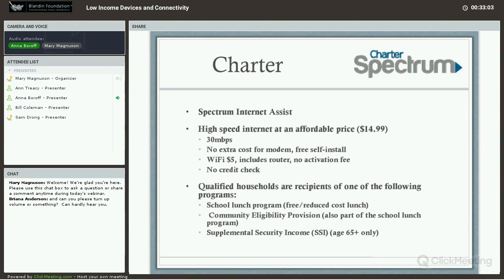So the nice thing about the Charter program, they do include folks who are on SSI, who are over 65, so that's a different feature for this program too. They also have quite a bit of information online if you look up the program, and their speeds are 30 megabits, which is a pretty good speed.